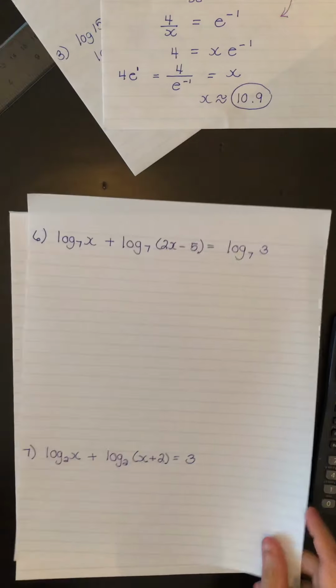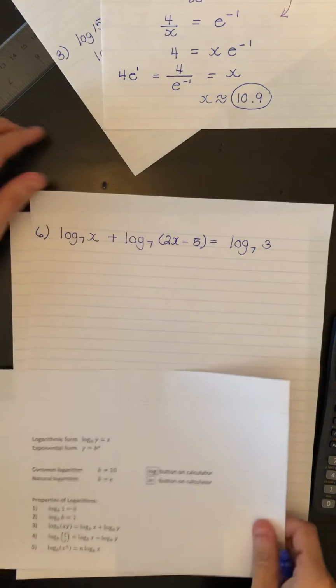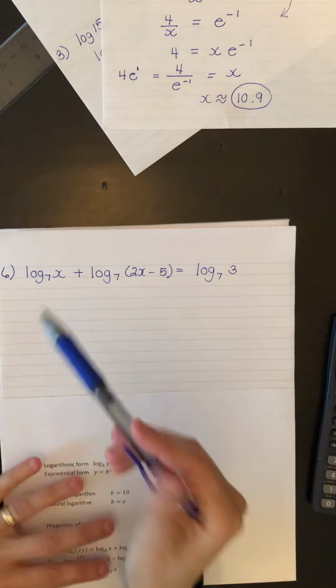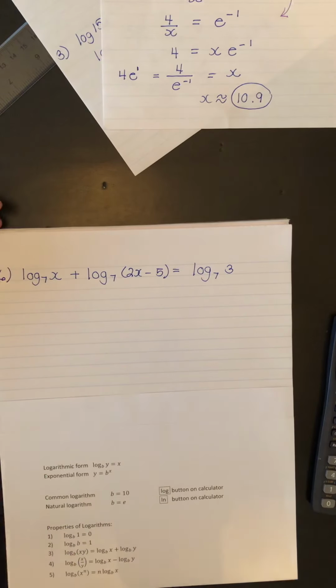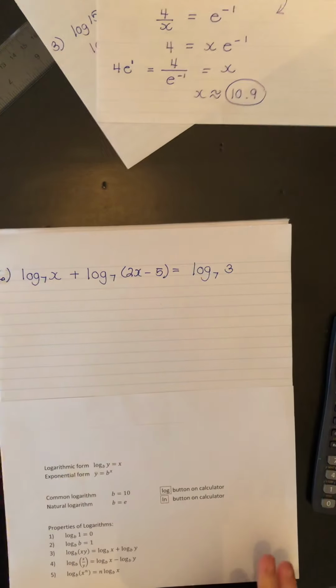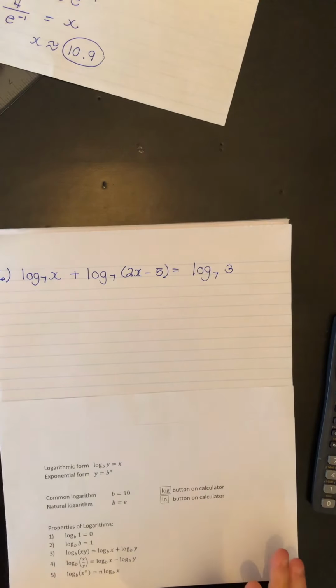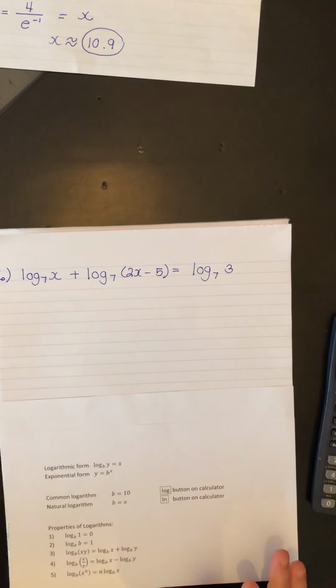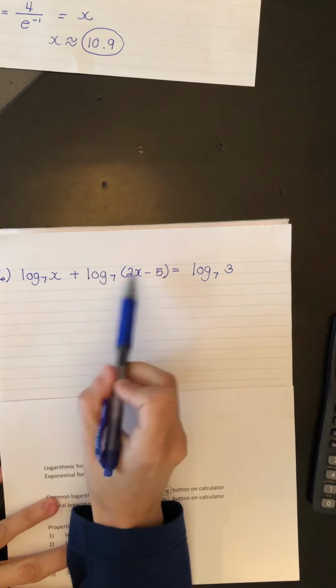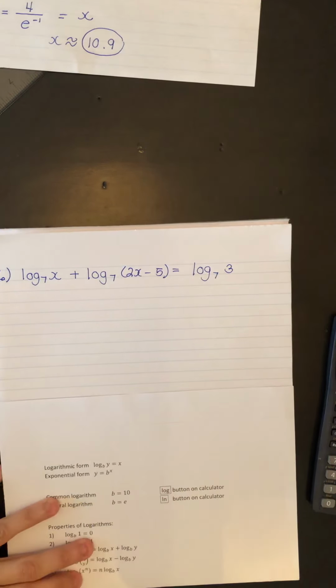Couple more, okay? Let's take a look at this one. All terms are logarithms of base 7. So this will be more similar to question 4. Let's begin. These are the 2 that contain x. So let's begin by combining them.